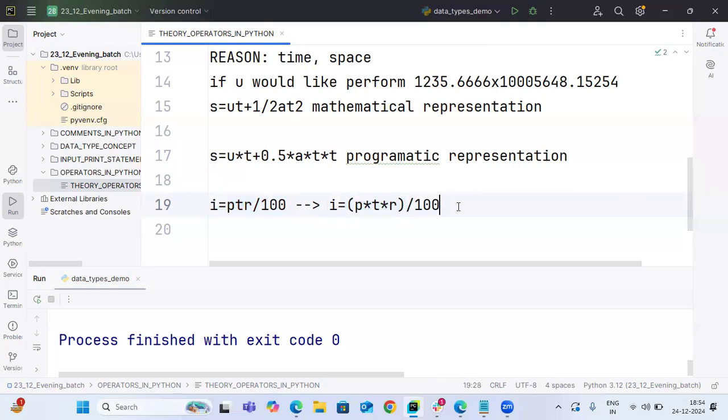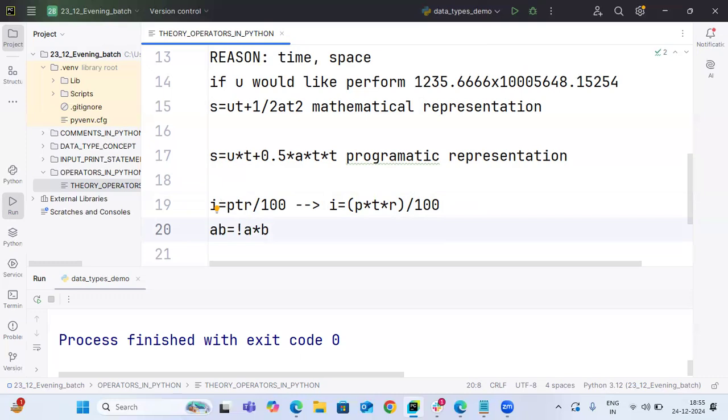See, according to a program, A, B is not equal to A and B. AB means it's a mathematical way. A star B means it is a programmatic way. That's a difference that is supposed to be understood.